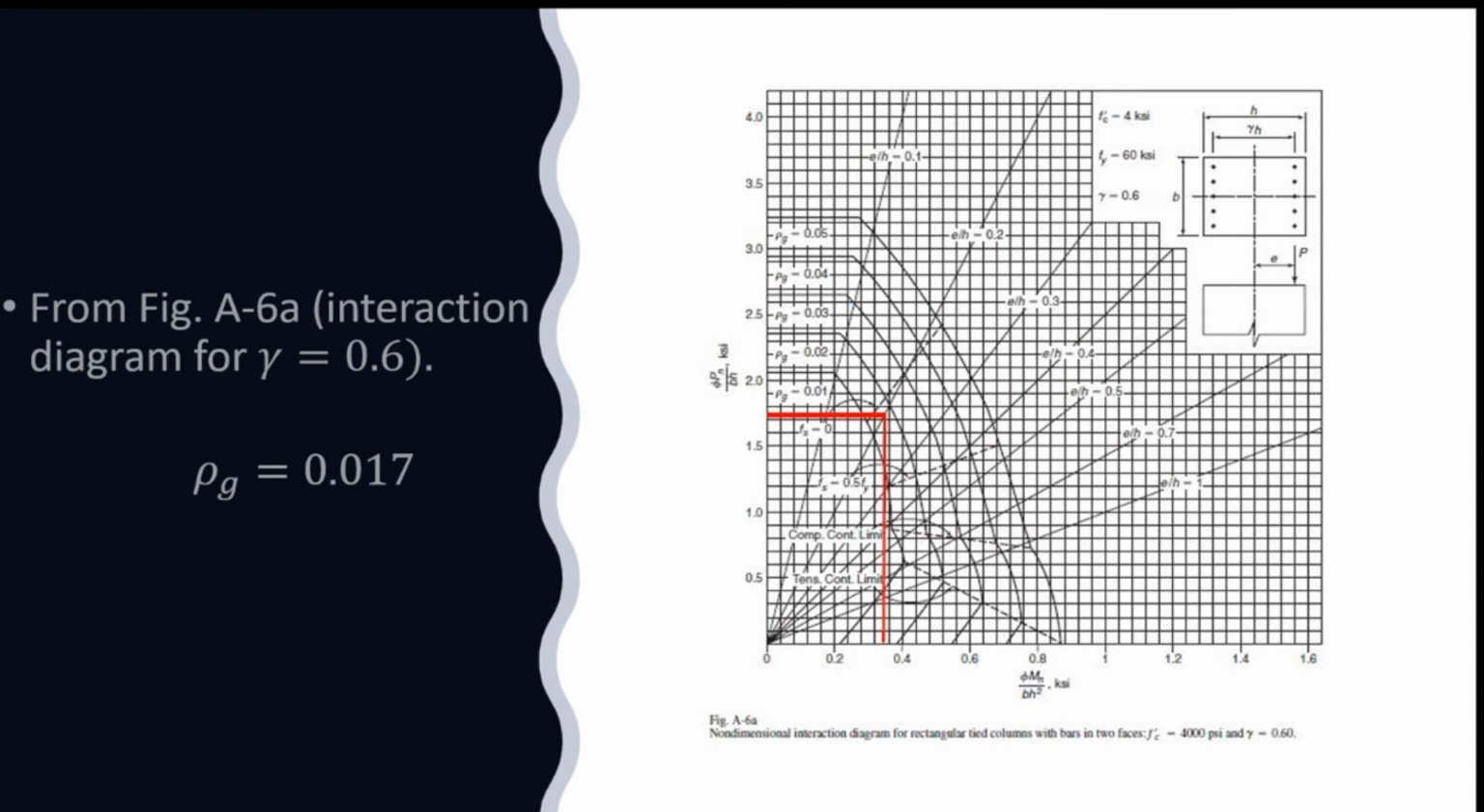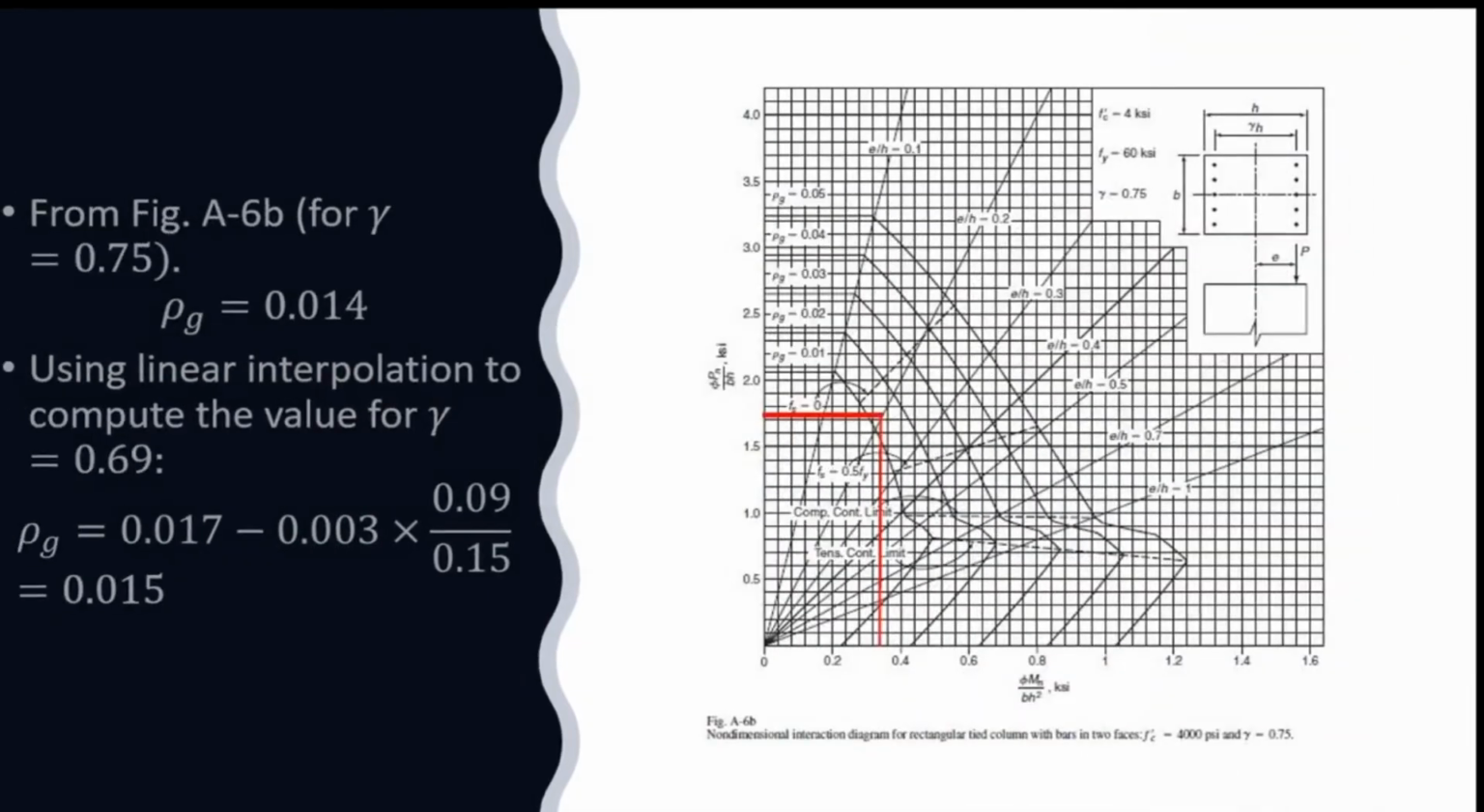From figure A6a, interaction diagram for gamma equal to 0.6, rho g is equal to 0.017. From figure A6b, for gamma equals 0.75, rho g is equal to 0.014. So, use linear interpolation to compute the value for gamma equal to 0.69. Rho g equals 0.017 minus 0.003 times 0.09 over 0.15, equal to 0.015.